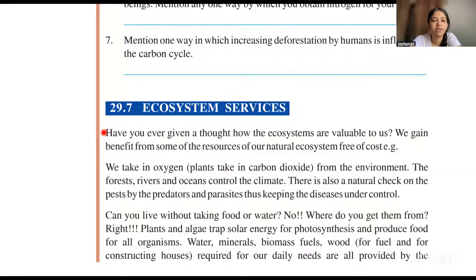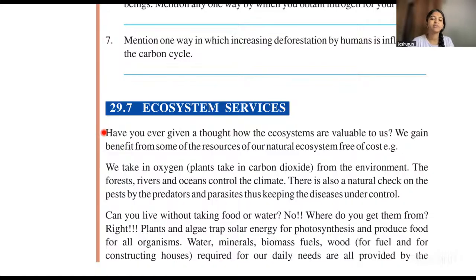Ecosystem services. Have you ever given a thought to how ecosystems are valuable to us? We gain benefit from some of the resources of our natural ecosystem free of cost. For example, we take in oxygen, and plants take in carbon dioxide from the environment. The forests, rivers, and oceans control the climate. There's also a natural check on pests by predators and parasites, thus keeping diseases under control.